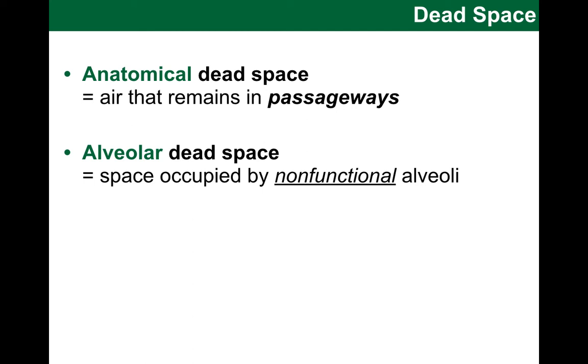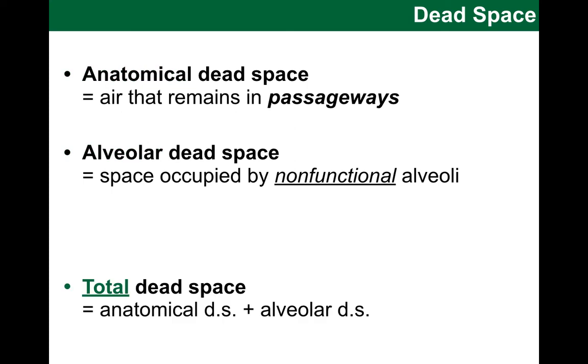The second one, alveolar dead space, refers to the space that is occupied by, for example, collapsed or obstructed alveoli. So alveoli that are non-functional. Now that we have these two concepts, let's combine them. The total dead space of the lungs refers to the sum of the anatomical and alveolar dead space.